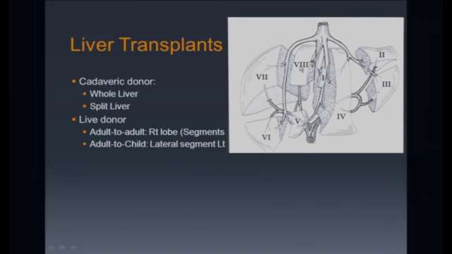In an adult-to-adult living donor, segments 5, 6, 7, and 8 are transplanted. In an adult-to-child living donor, segments 2 and 3 are transplanted.